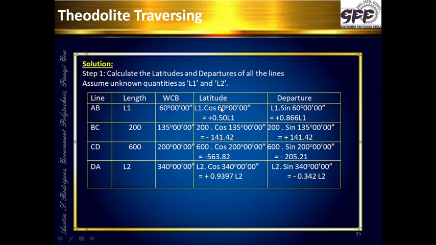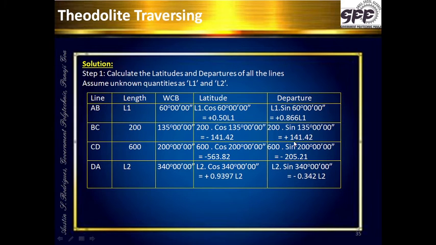So latitude will be equal to 200 into cos of 135, which comes to minus 141.42. That means the value of the latitude is minus 141.42, or in other terms we can understand that it is southing of the magnitude 141.42. It is southing because it is negative.